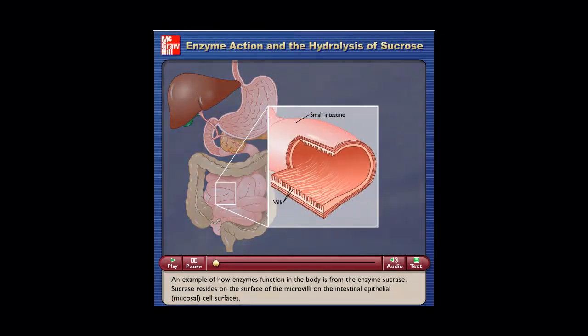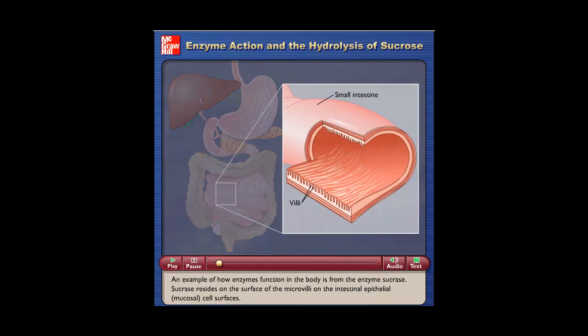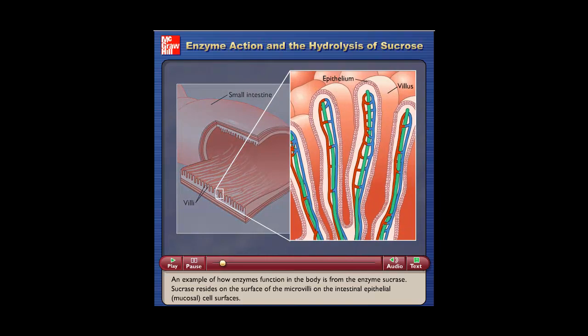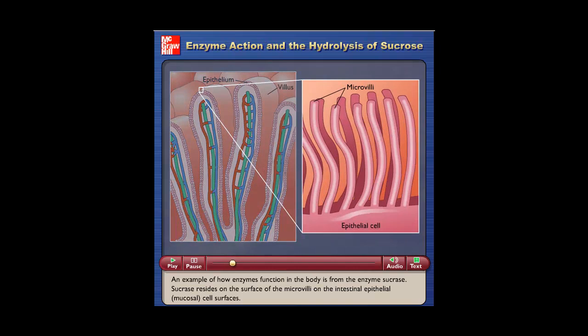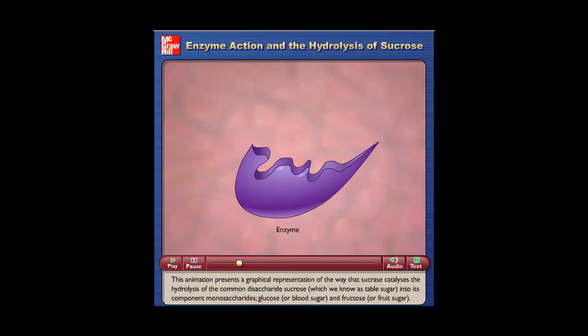An example of how enzymes function in the body is the enzyme sucrase. Sucrase resides on the surface of the microvilli on the intestinal epithelial mucosal cell surfaces. This animation presents a graphical representation of the way that sucrase catalyzes the hydrolysis of the common disaccharide sucrose, which we know as table sugar, into its component monosaccharides, glucose or blood sugar, and fructose or fruit sugar.